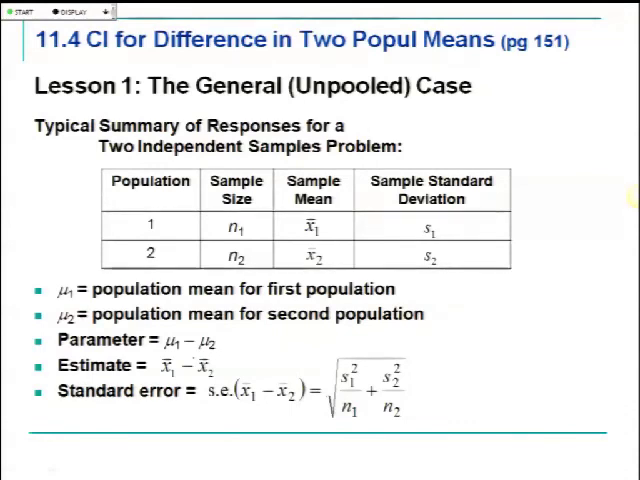Do I do this general or unpooled technique, which we'll derive first because that's most straightforward? Or do I do this pooled technique? Because one more thing could be assumed. I prefer to go that route if I can, but if I can't, I've got this other.